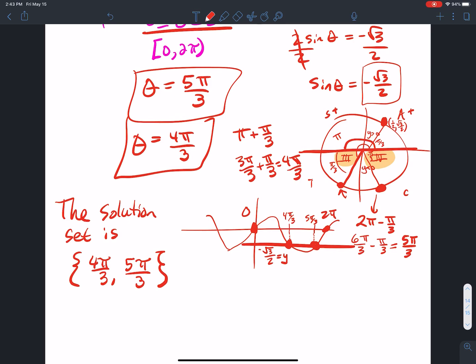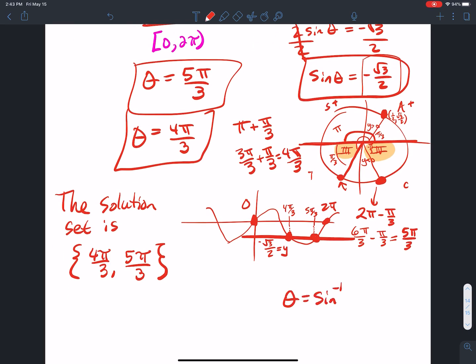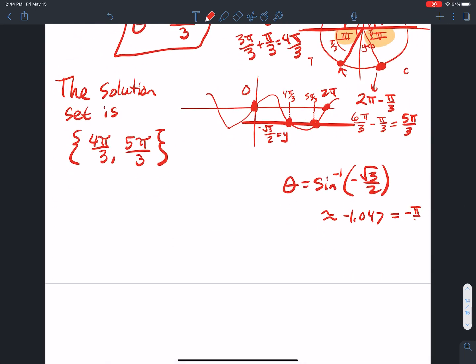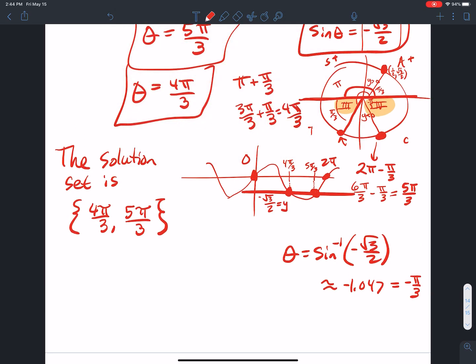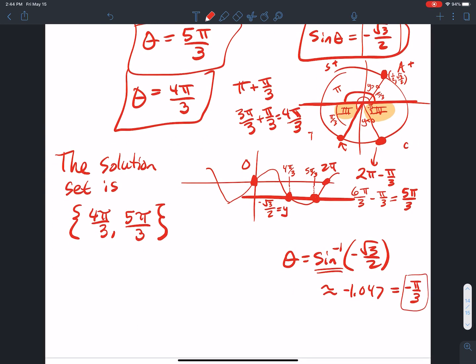One thing you've got to be careful with in this example: if you used a calculator and did theta equals the sine inverse of negative square root 3 over 2, the result given is negative 1.047. Now, what do you know about negative 1.047? That looks really familiar, right? That's like negative pi over 3. What's wrong with that answer? The output of inverse sine is stuck between negative pi over 2 and pi over 2, but our answers here are between 0 and 2 pi. So negative pi over 3 is not in the interval.